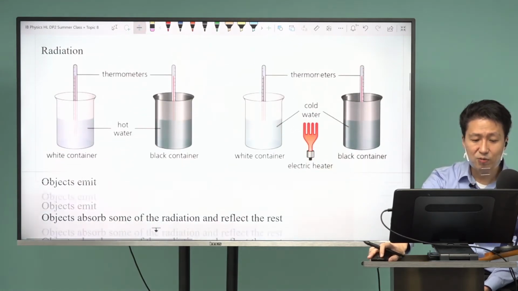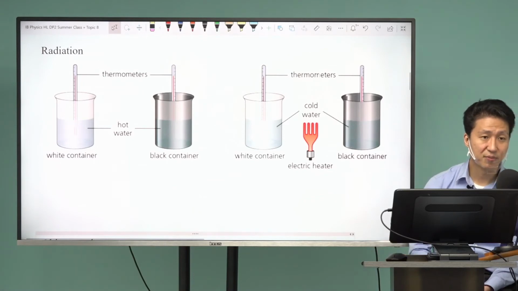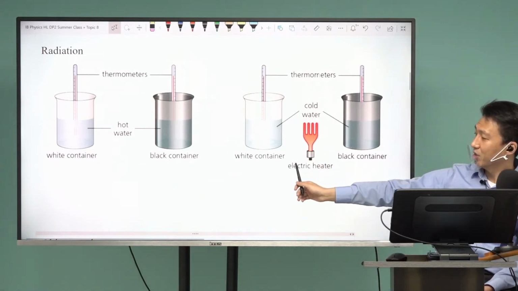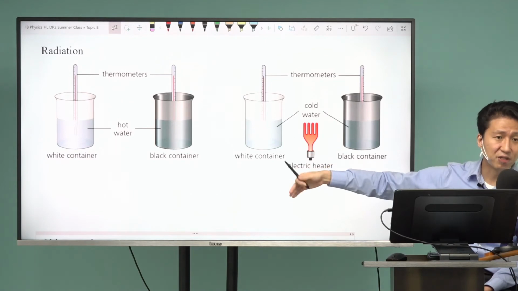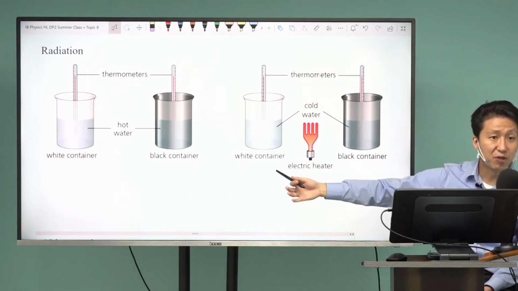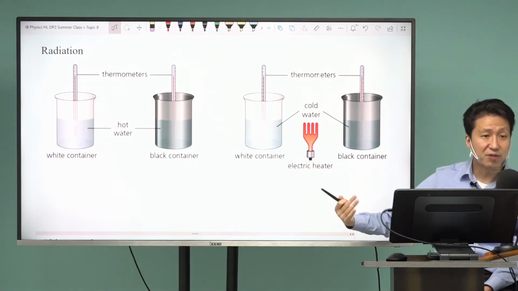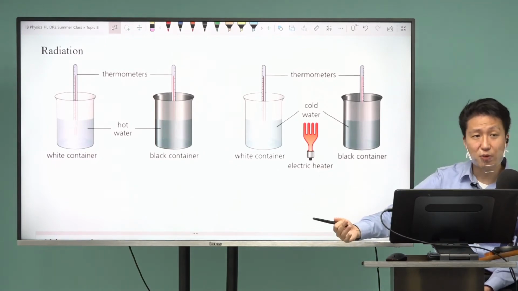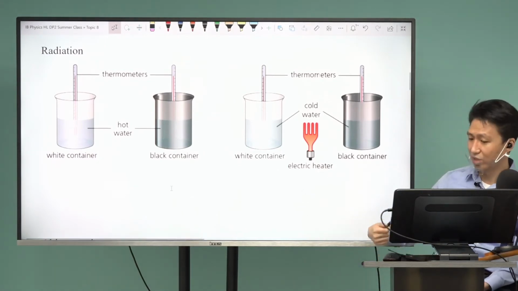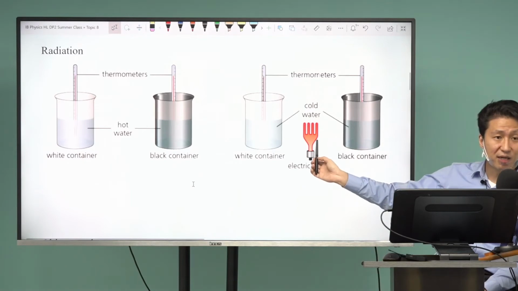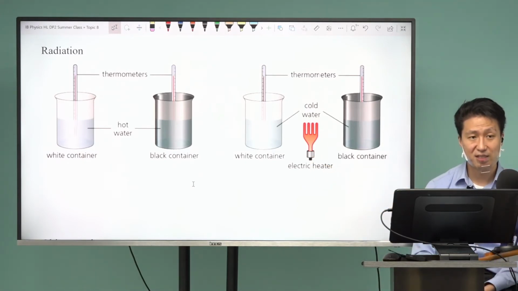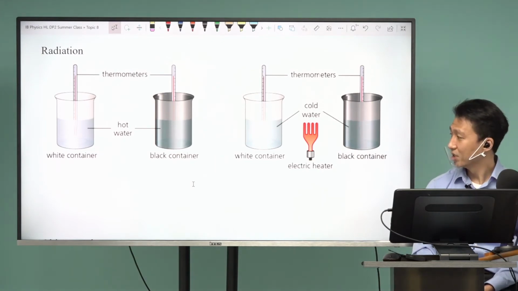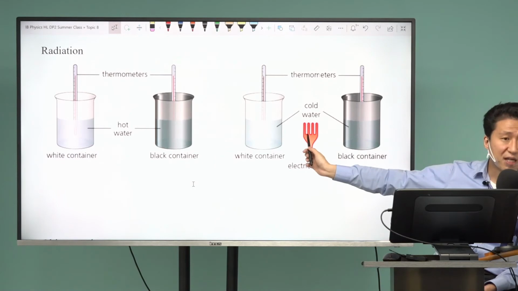The next part we study is radiation. You have seen already what electric heaters do. They use electrical energy and turn it to thermal energy. But the way they transfer this thermal energy to you mostly is through radiation. It turns red, and you can feel the heat coming from the light emitted by it. So this is a type of radiation.